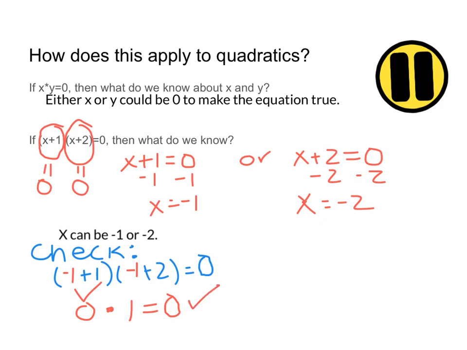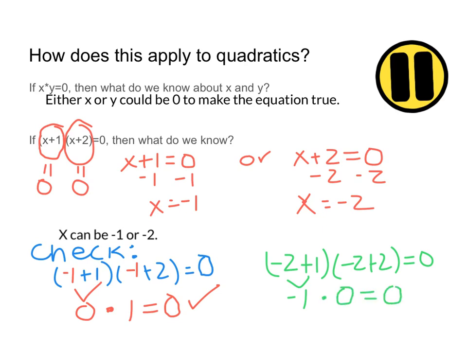And then we can try our negative 2. We can see there, negative 2 plus 1 gives us negative 1, and then times 0 also gives us 0. So you can see how in the first situation, it worked because we had a 0 here. In the second situation, it worked because we had a 0 here. So in fact, x can be both things. x can be either negative 1 or negative 2.